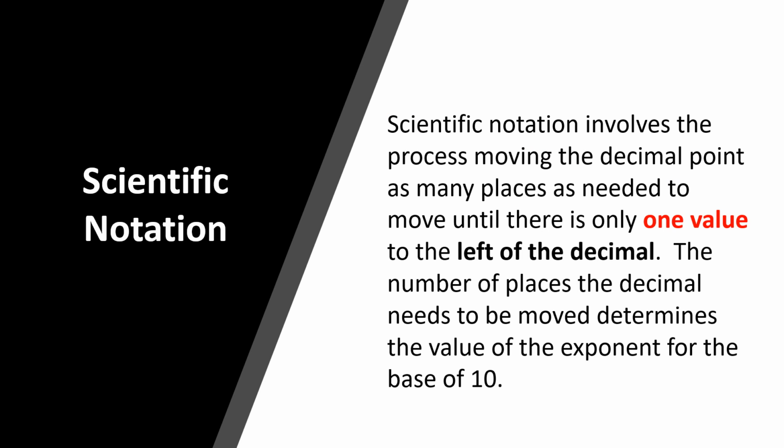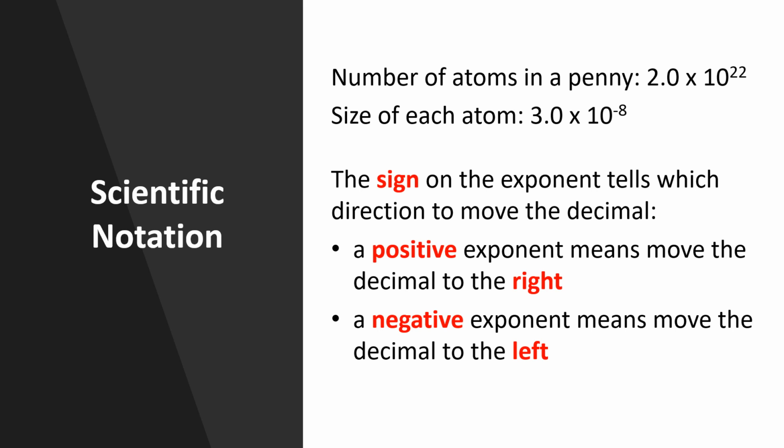Scientific notation involves the process of moving the decimal point as many places as needed until there is only one value to the left of the decimal. The number of places the decimal needs to be moved determines the value of the exponent for the base of 10. We'll look at some examples. So looking at the number of atoms in a penny, in scientific notation that would be 2.0 times 10 to the 22nd power. The size of each atom would be 3.0 times 10 to the negative 8th power.